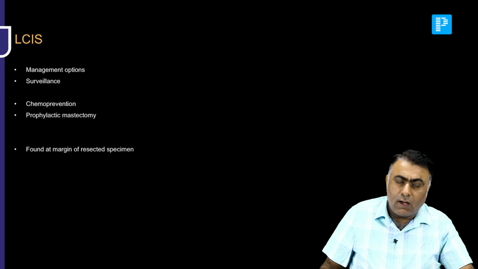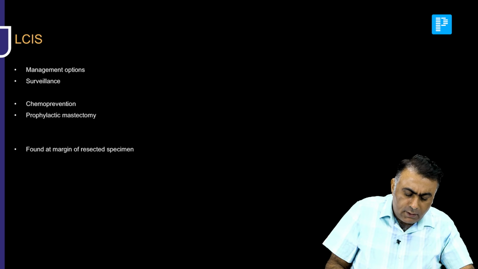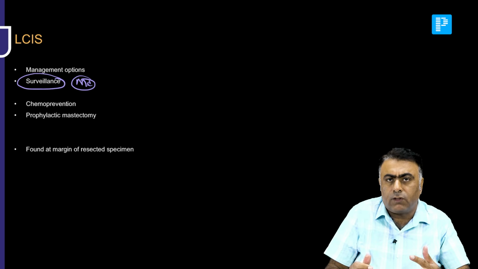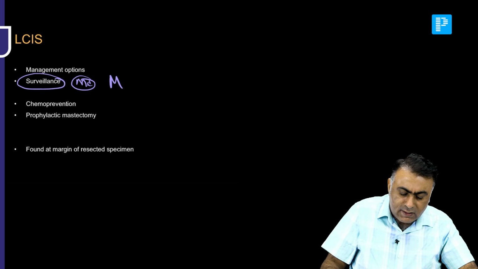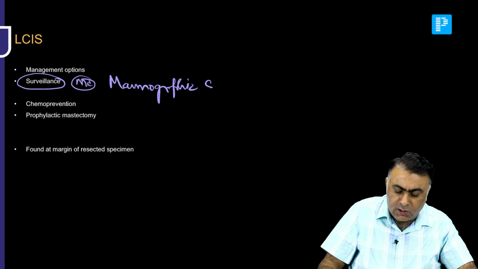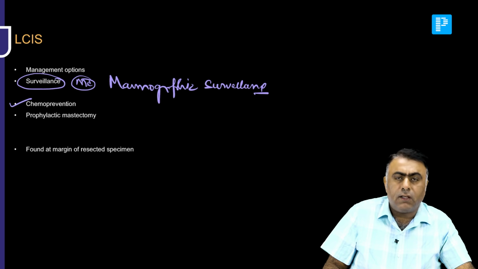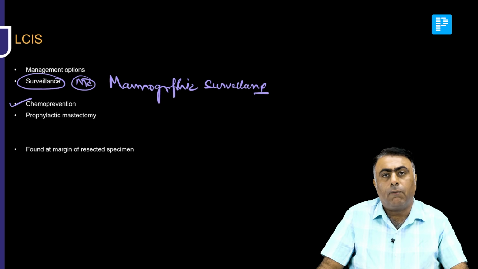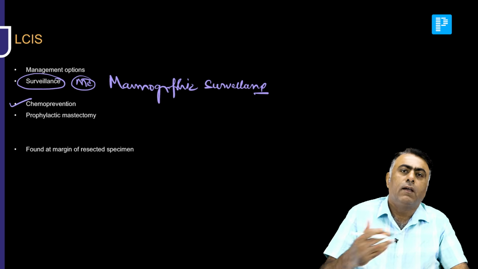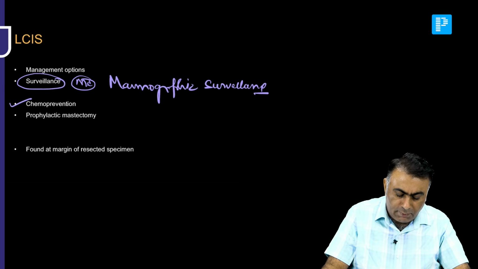Then how do you manage a patient of lobular carcinoma in situ? What are the management options? One of the most common management options is surveillance. Most of the patients of lobular carcinoma in situ adopt mammographic surveillance. Apart from this, it can also be managed by chemoprevention, using hormonal agents like tamoxifen. The selective estrogen receptor modulators can be used.